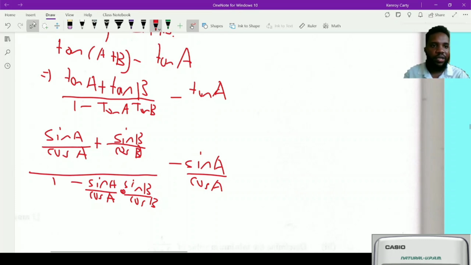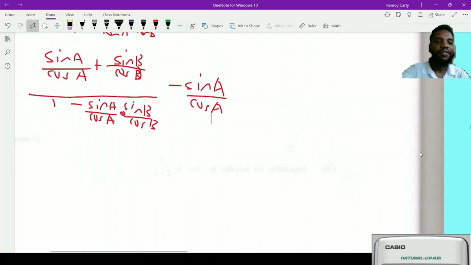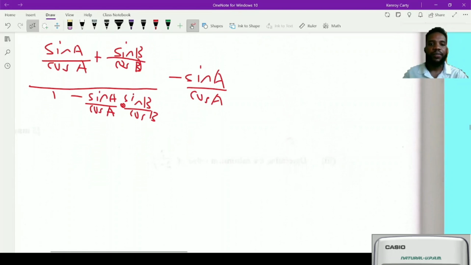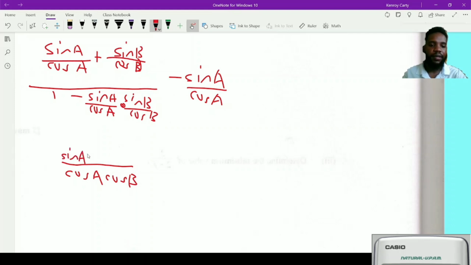Let's fix this up. Now, clearly we have fractions. So normally when you have fractions, you find the LCM and you break them down. And that is exactly what I'm going to do here. So in my numerator, my LCM will be cos A cos B. Of course, cos A into this will be cos B, so I'm going to have sine A cos B, plus cos B into this is going to be cos A, so I'm going to have cos A sine B. Now, this should start looking familiar to you, because right there we have an identity.